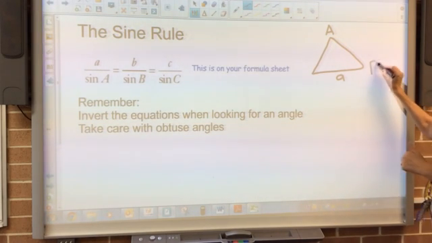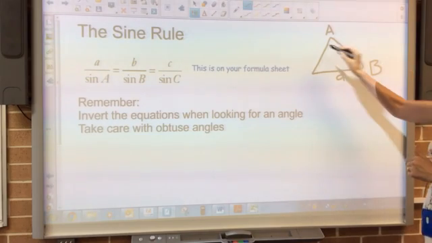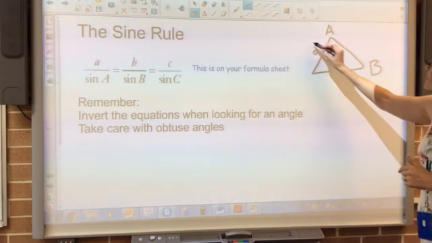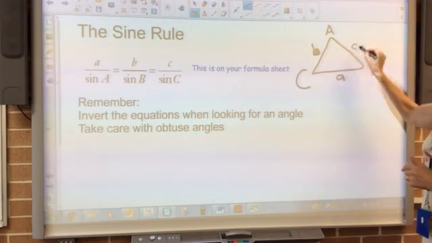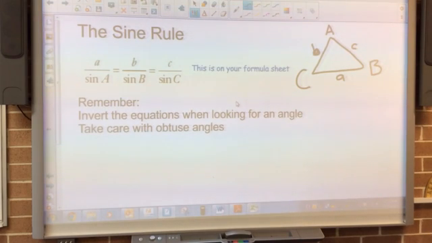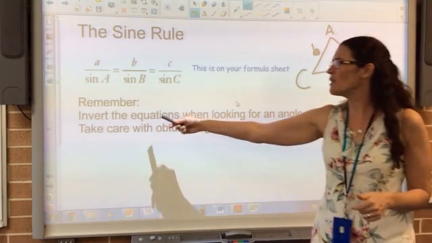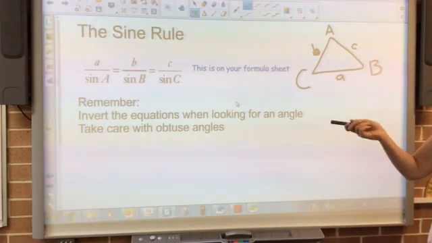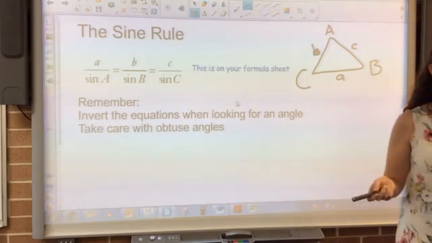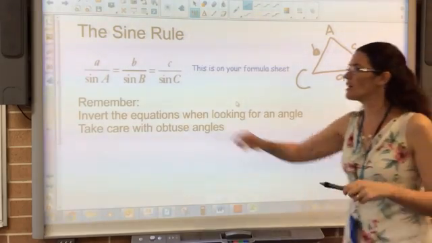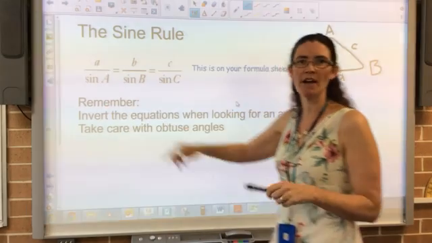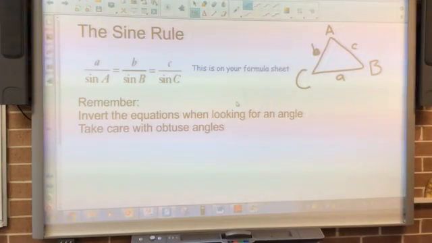Alright, so you must remember that every side and angle is going to be in pairs. You only need two pairs to do the question. The things we remember to look out for, you need to invert the equations when looking for an angle. What do I mean by invert the equations? Swap them. Okay, so that sine A will be on top and the A on the bottom. And you need to take care with obtuse angles.